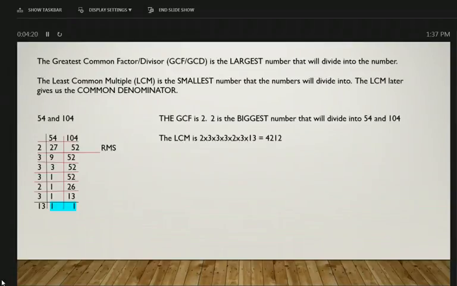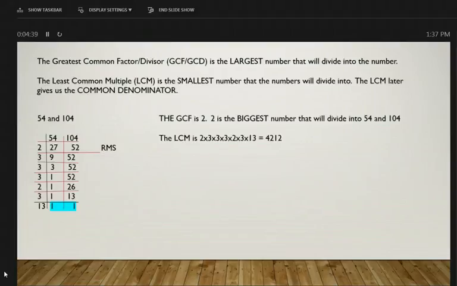So my final answer, my greatest common factor, did somebody look it up, is the smallest number that both 54 and 104 will go into. So I need somebody to recalculate this number because I don't think it's right.